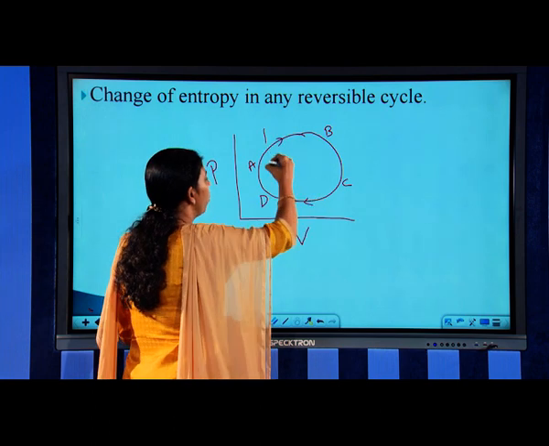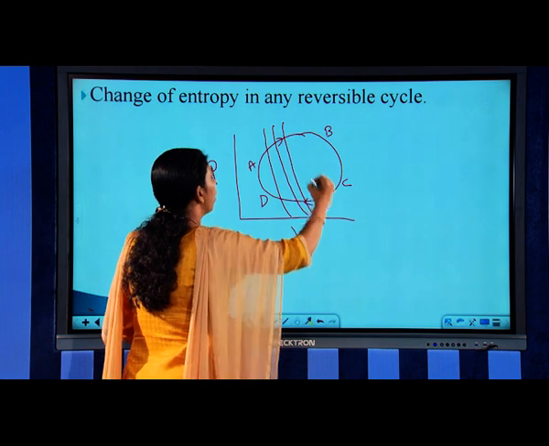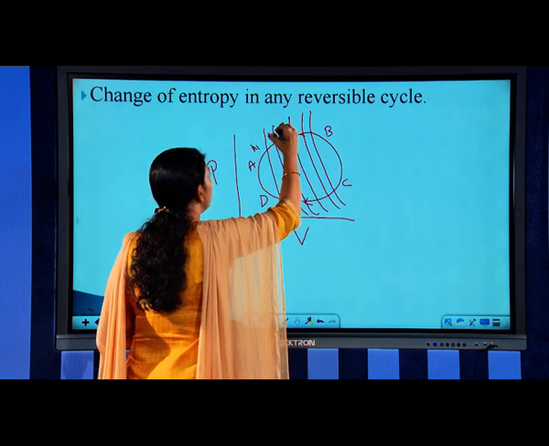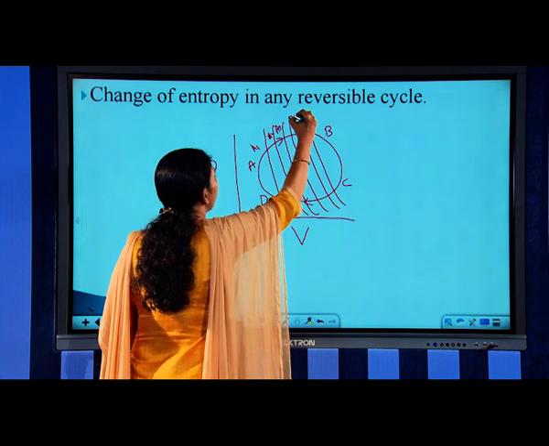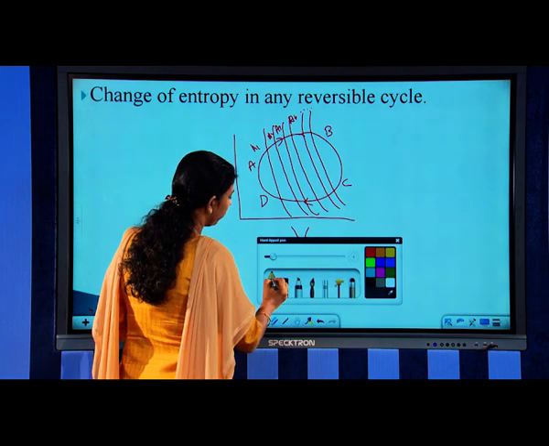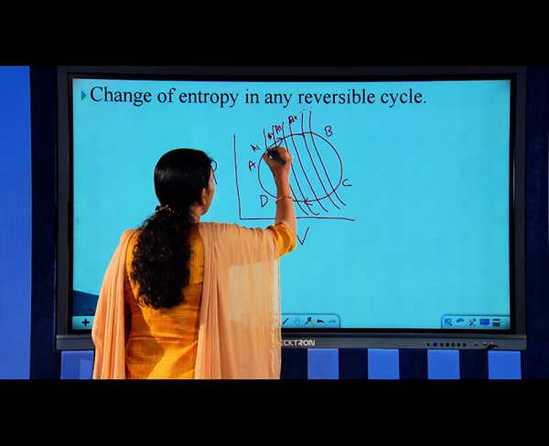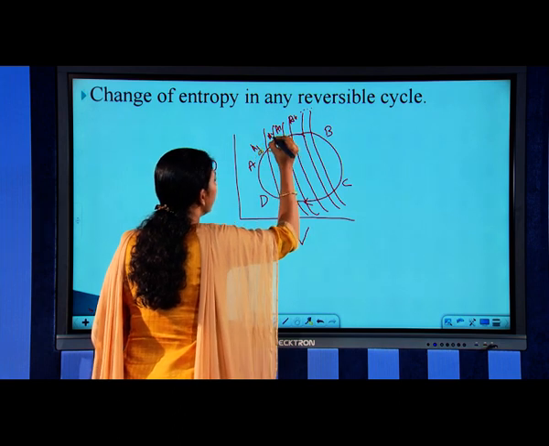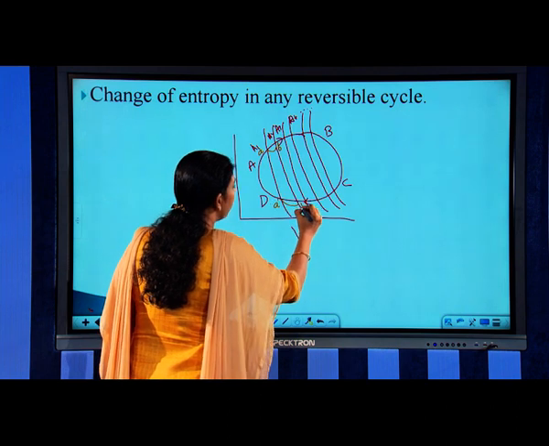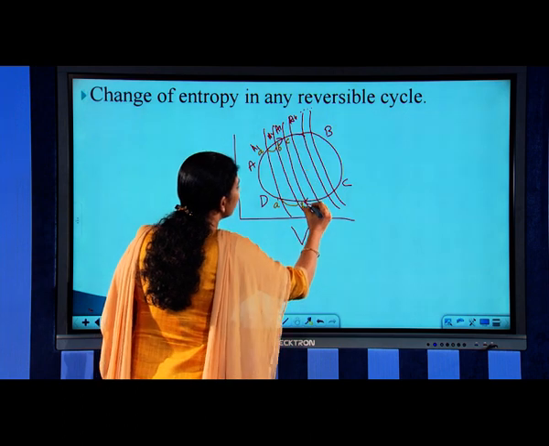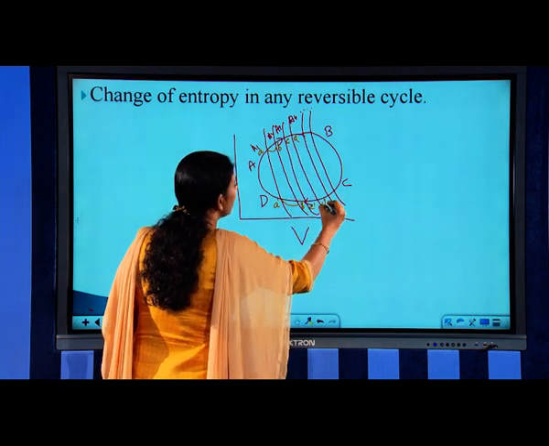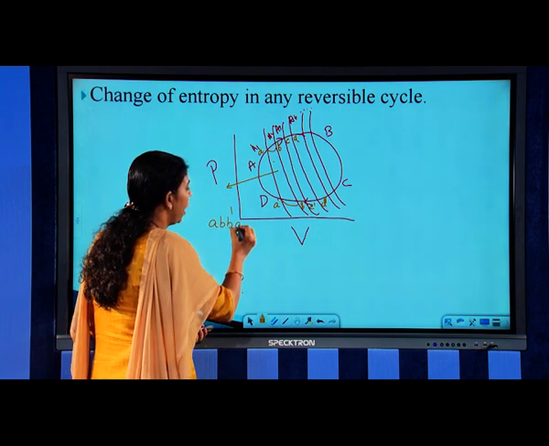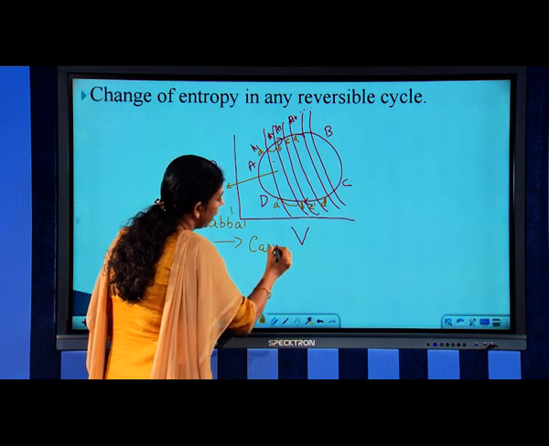So, I draw a number of adiabatics very close to each other, A1, A2, A3, A4, etc. Let me draw isothermals connecting these adiabatics, with A, small letter a, small letter b, A dash, B dash, here C, C dash, here D, D dash, so that this figure A, B, B dash, A dash forms a Carnot cycle.